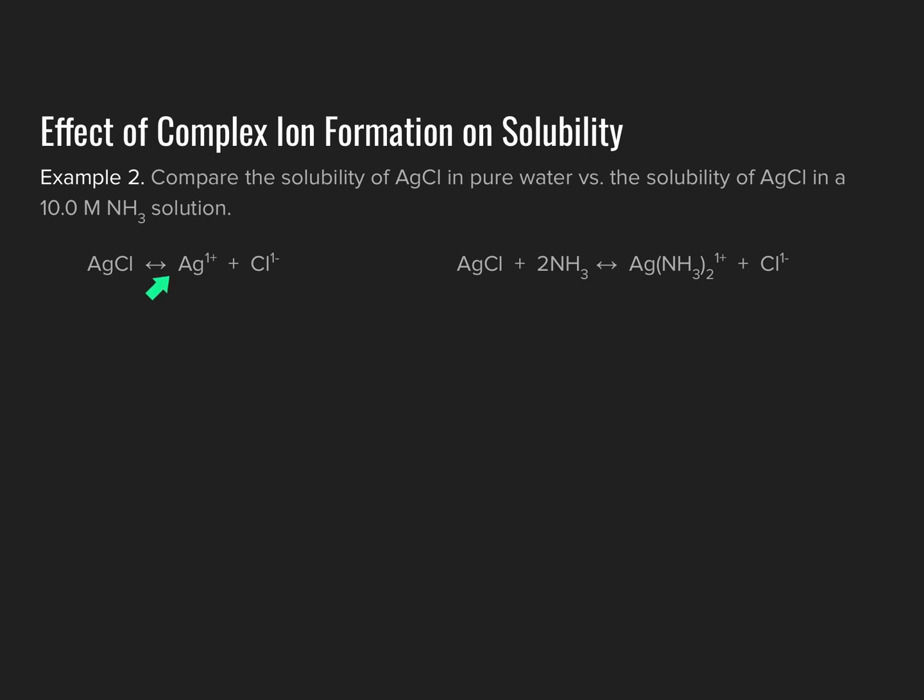And I've also picked up from our last slide the equation which describes the formation of the diamine silver complex ion upon the addition of ammonia to silver chloride, that is AgCl plus 2NH3 reacts to form Ag(NH3)2 positive, plus the chloride ion Cl negative.